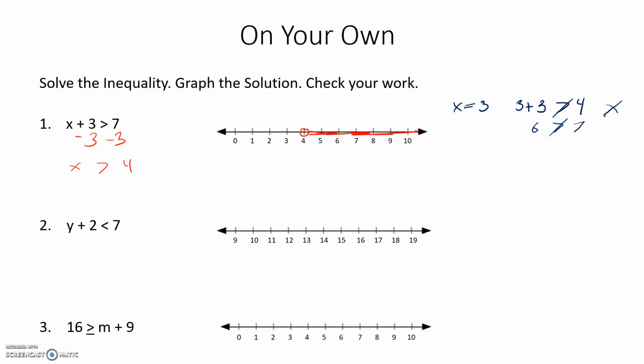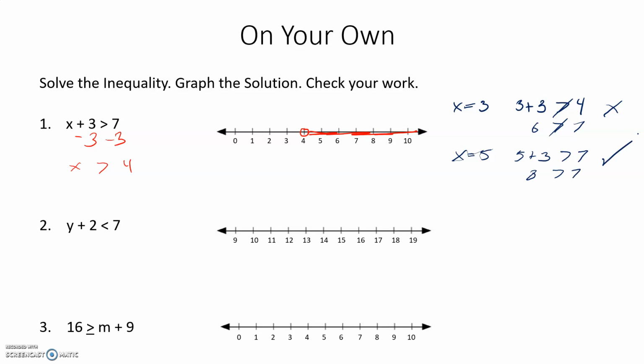All right, and I'm going to plug in 5 and see if that's true, just to be safe. All right, so 5 plus 3, sorry, some loud noise outside, is greater than 7, and that's true because 8 is greater than 7.